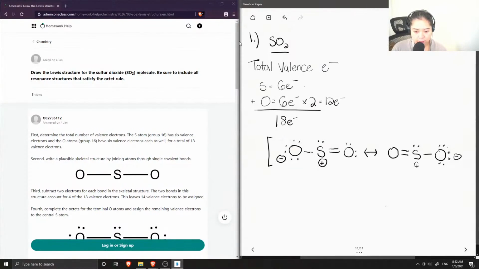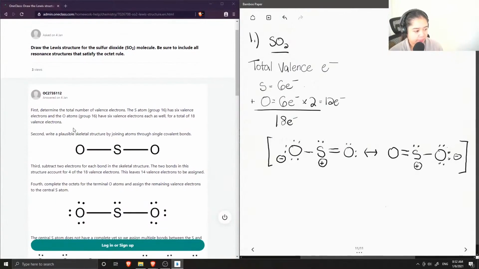So again, it's just the same concept, but the oxygens have switched sides. Okay, so these are 2 resonance structures that satisfy the octet rule.